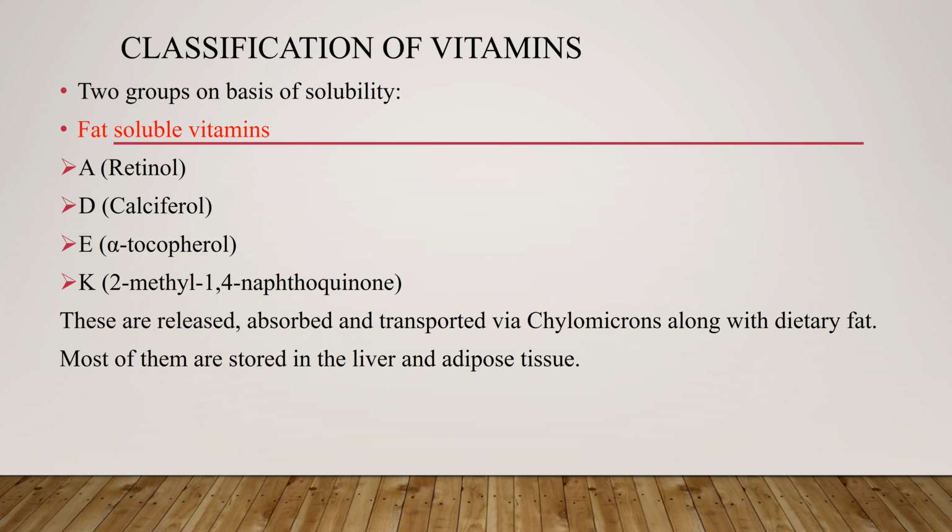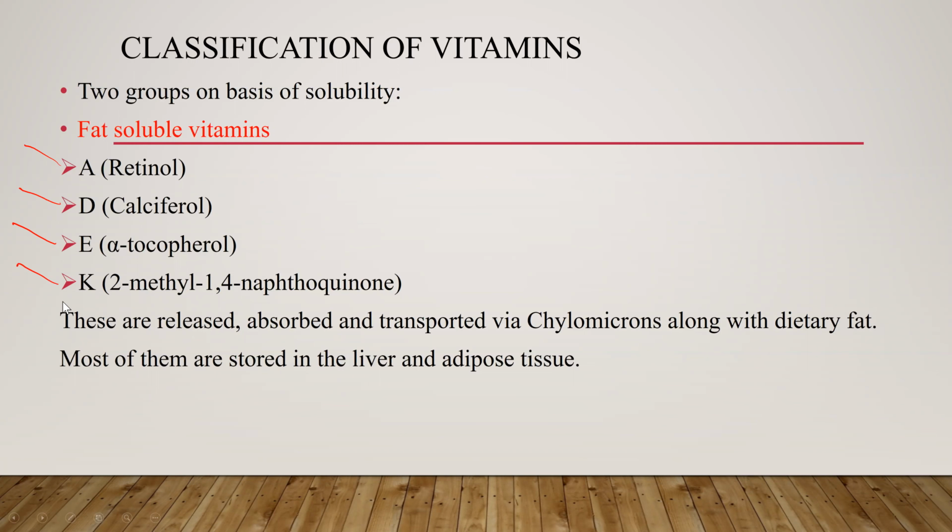Vitamins are classified into two main groups on the basis of their solubility. So there are fat-soluble vitamins and water-soluble vitamins. Fat-soluble vitamins are vitamin A, retinol, vitamin D, calciferol, vitamin E, alpha-tocopherol, and vitamin K, 2-methyl-1,4-naphthoquinone. Okay.